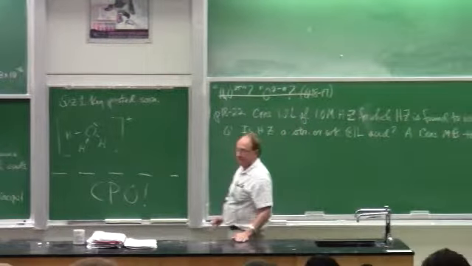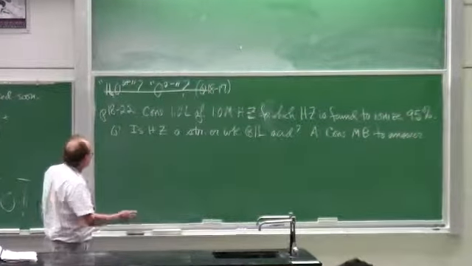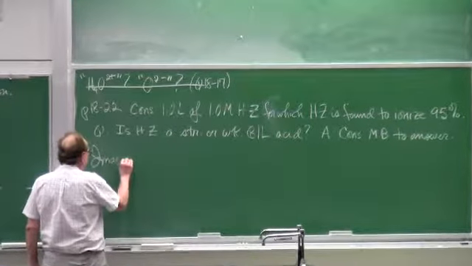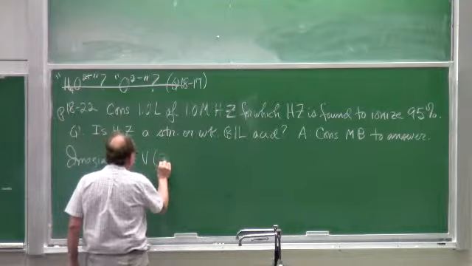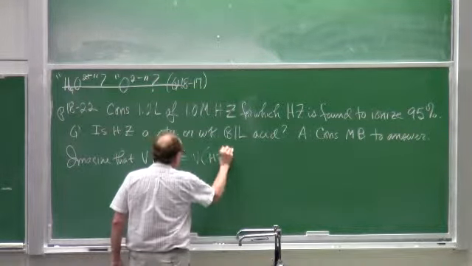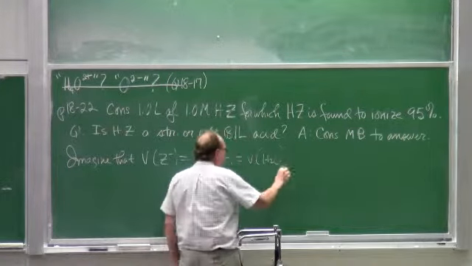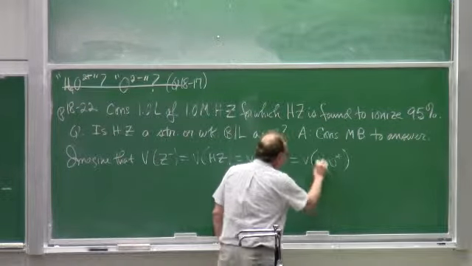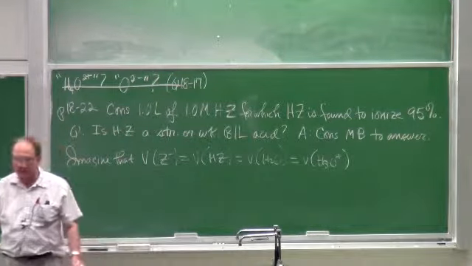...0 liters. All right? Let's imagine that V Z minus equals V, HZ equals V, H2O equals V, H3O plus. Because I don't want difference in volumes following up this question.